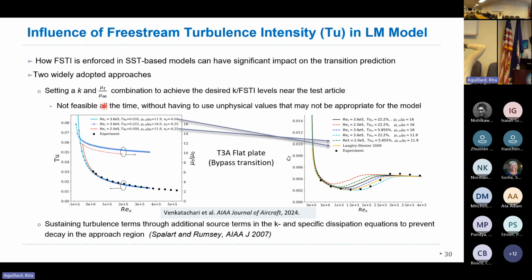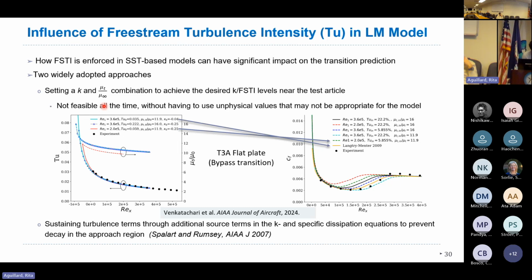The final missing piece in these problematic areas in the transition prediction models is this. As I said, free stream turbulence intensity is very important. But in the experiment, you usually measure it at maybe the inflow location station, and maybe near the leading edge of the model.